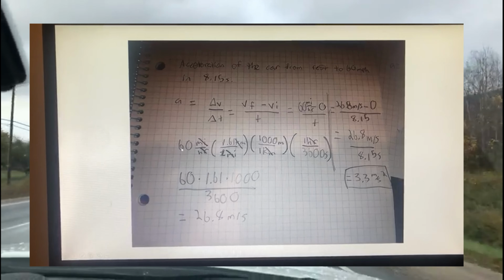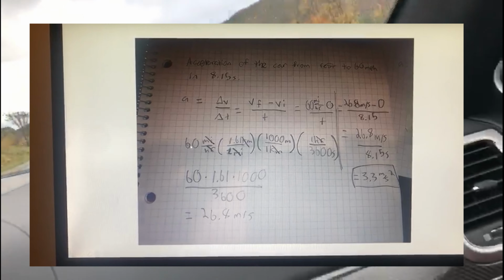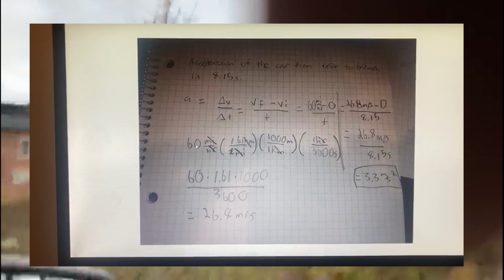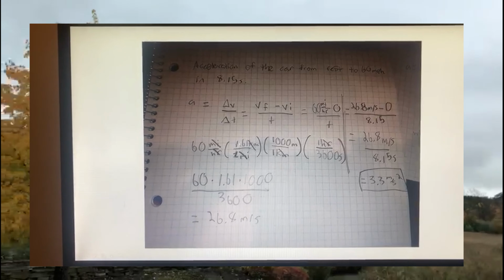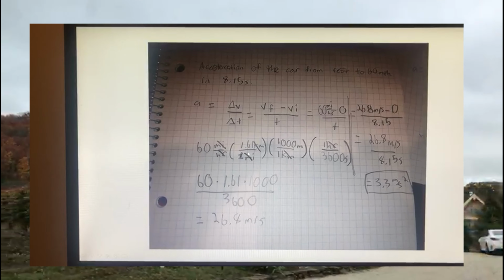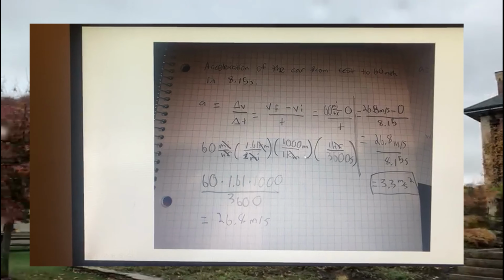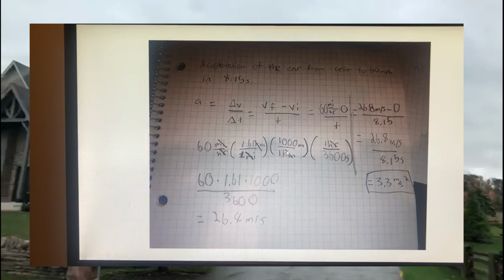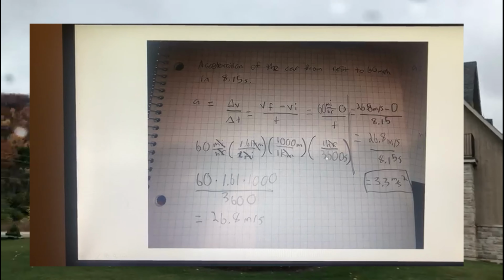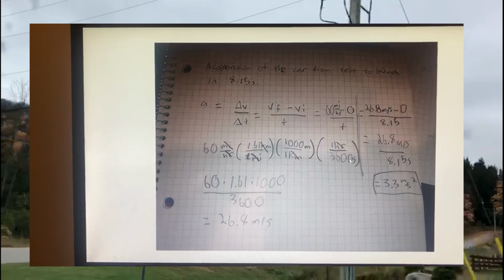So we have 60 miles per hour. Now basically what we have to do is we're going to take a mile and we have to convert miles to kilometers. 1 mile is equal to 1.61 kilometers. We're going to put that there. Then we're going to convert kilometers to meters. So 1 kilometer is equal to 1,000 meters. And then we are going to convert hours to seconds. 1 hour is equal to 3,600 seconds.